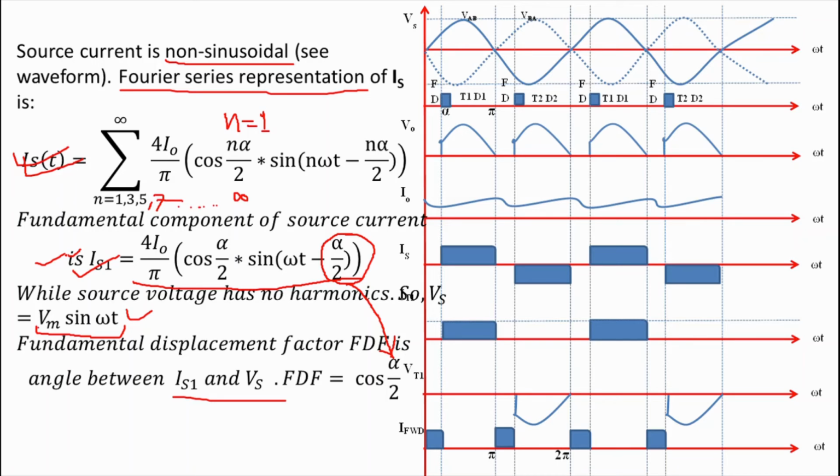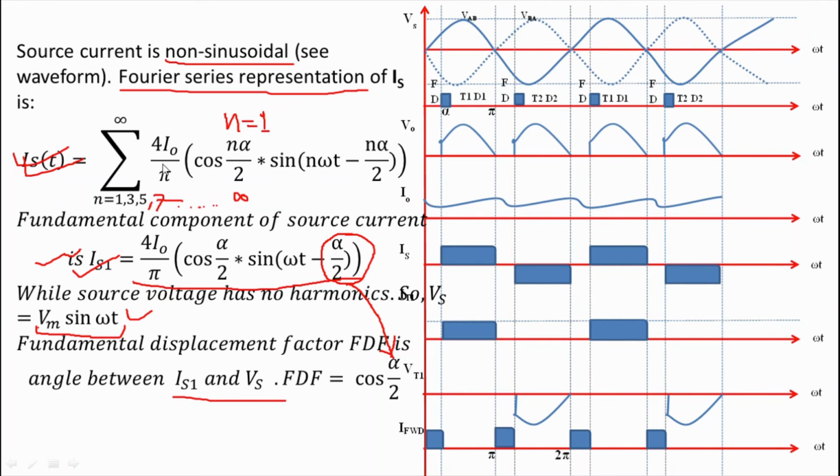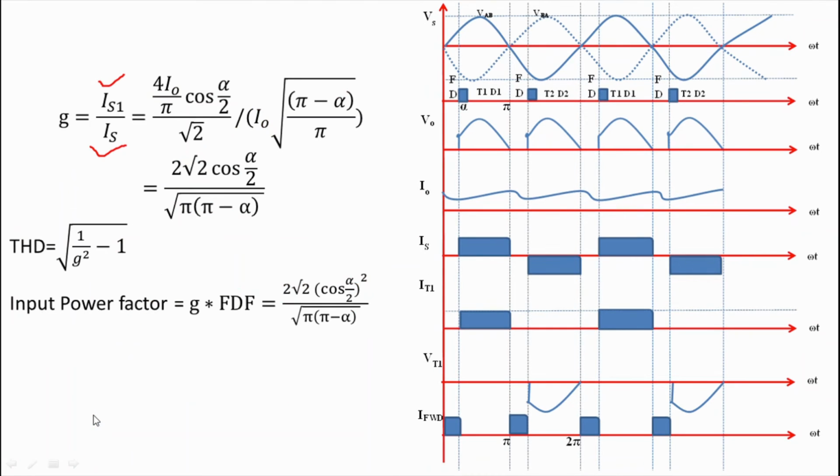Now the distortion factor G. Distortion factor G is the RMS value of the fundamental component of current upon the RMS value of source current. Now what is the RMS value of the fundamental component? In this fundamental component, 4 I naught upon pi cos alpha by 2 is the constant, which is the maximum value of this source current, and it is equal to IS1 max. And what is the RMS value? That is equal to IS1 max upon root 2. So we can write IS1 RMS is equal to 4 I naught upon pi cos alpha by 2 divided whole by root 2.